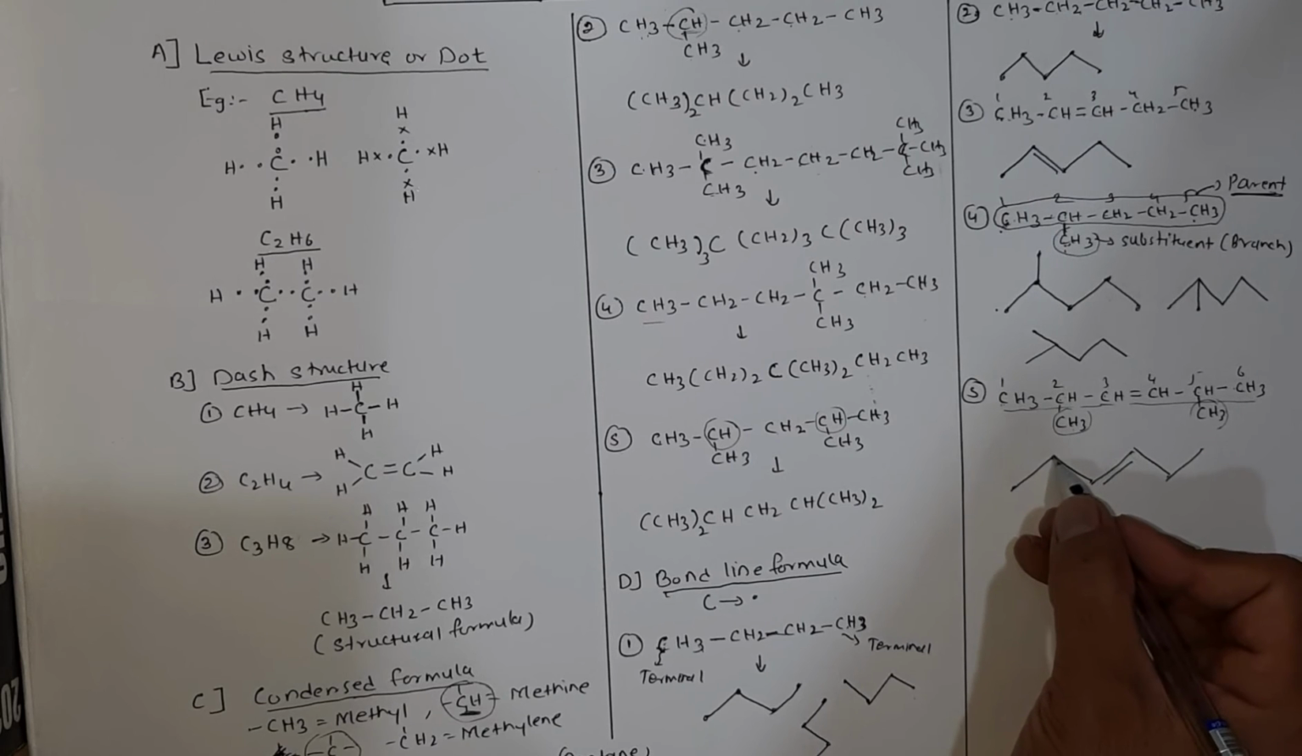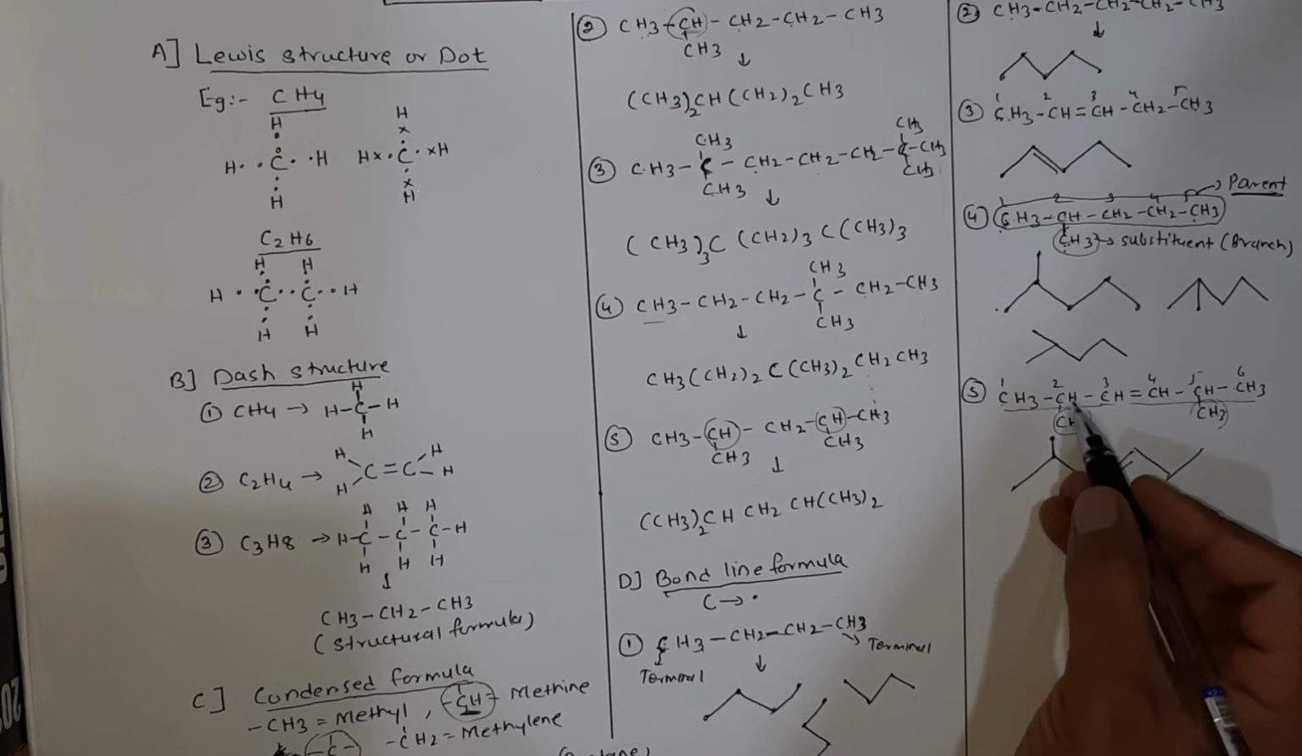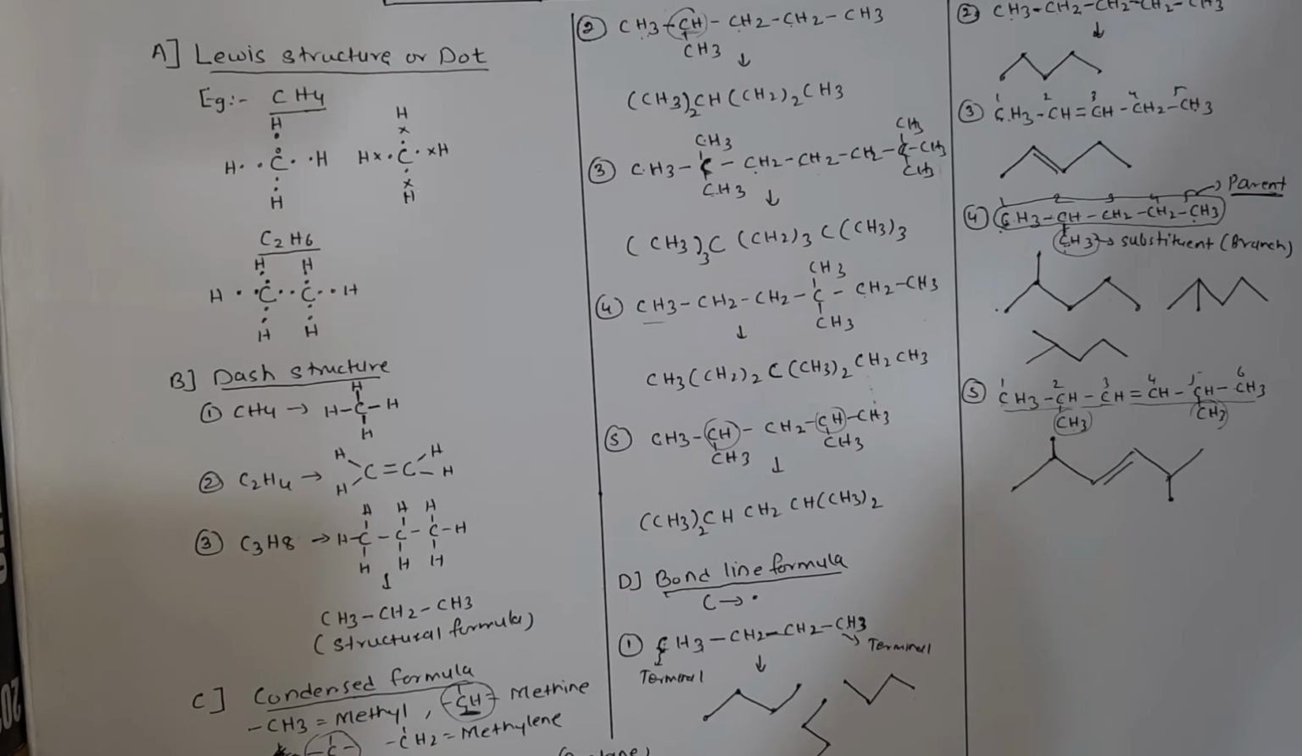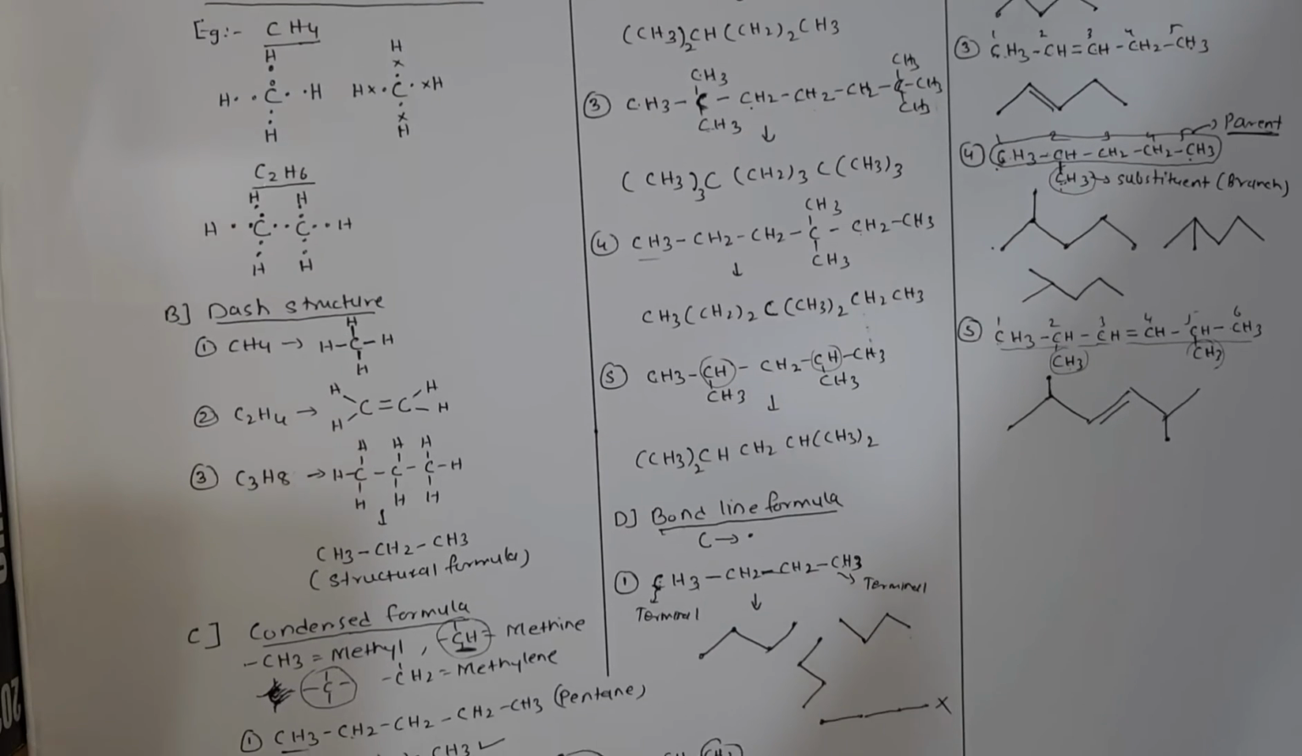Okay, at the second position there is one methyl. At the fifth position there is one methyl. If you draw it upward as well, no problem in it. Got it?